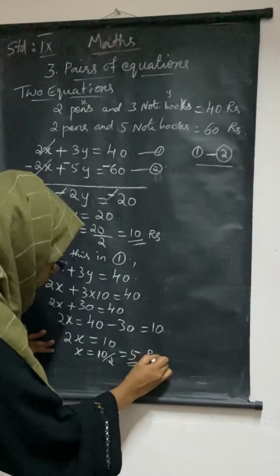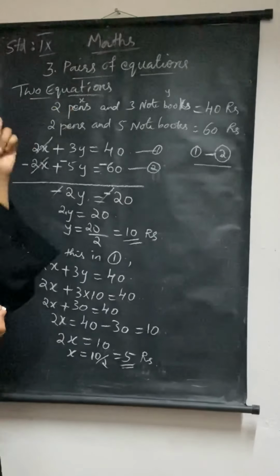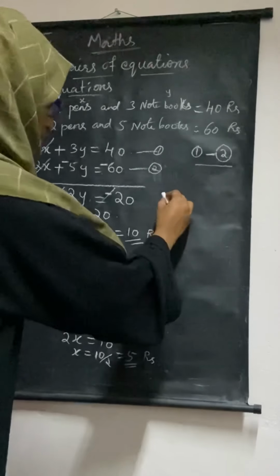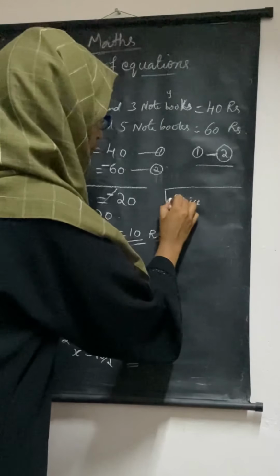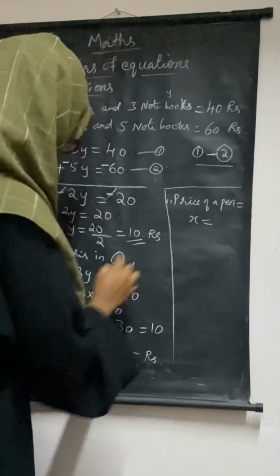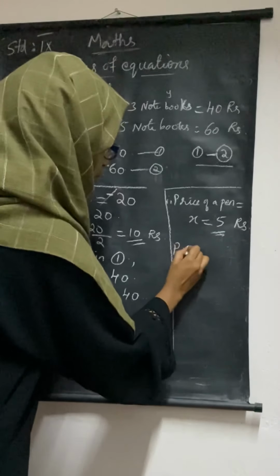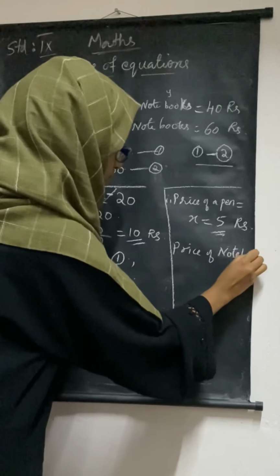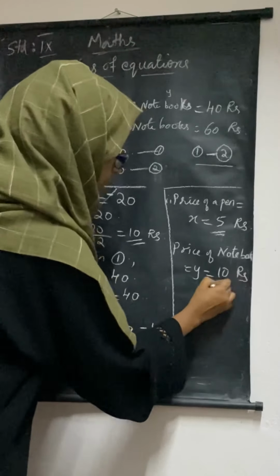So what are you getting here? X value we got is 5 rupees. What is your x? Go back and see. X is your 1 pen, the price of 1 pen. So that is 5 rupees. So both the things you got, no? So the price of a pen, you can write, therefore, price of a pen is equal to x, how much did you get? 5 rupees. Price of a notebook is equal to y, what is the y here? 10.